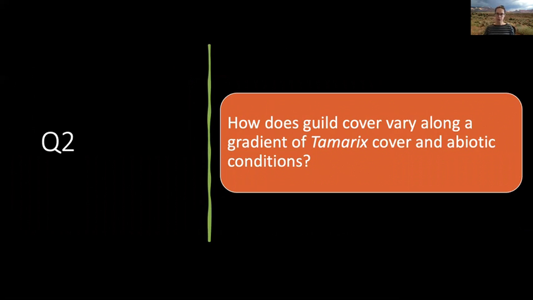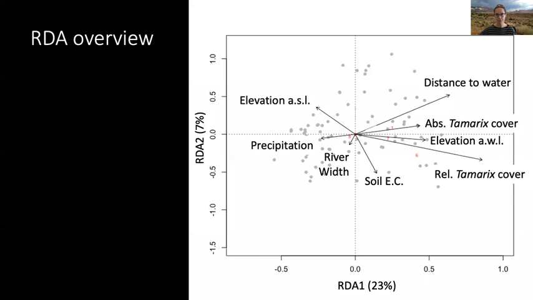So my second question, how does guild cover vary along a gradient of Tamarix cover and abiotic condition? To answer this question, we used a redundancy analysis, or RDA. This is essentially like a regression analysis, but with multiple explanatory and response variables.